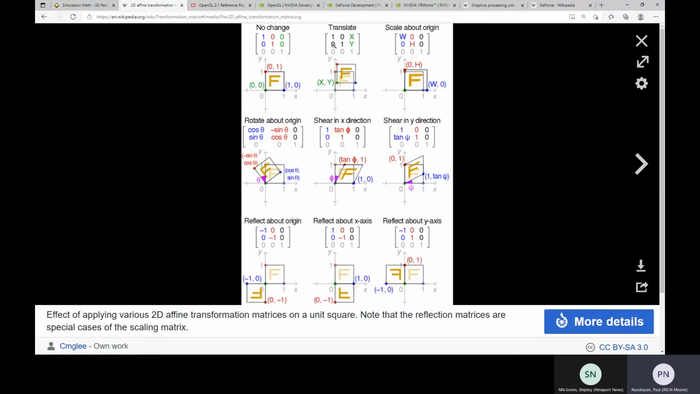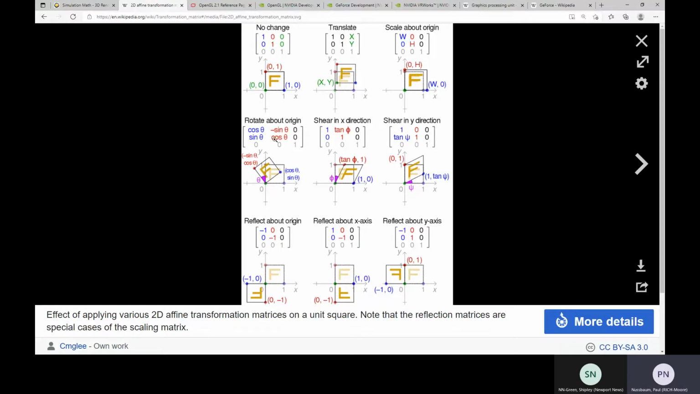If I want a translation matrix, you see I've added the X and Y translation to this identity matrix. So now when I multiply this by each point, it moves over to the right by X spaces and moves up by Y spaces, and I've basically translated the F, the shape of the letter F has now moved a little bit up to the right.